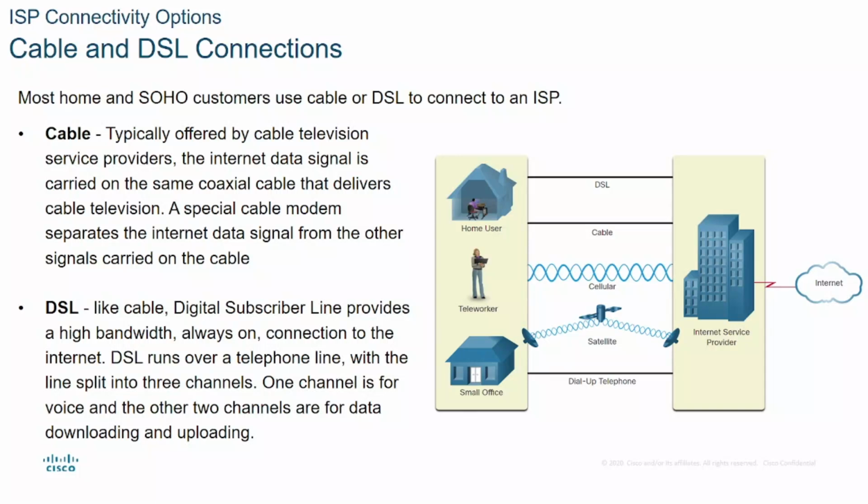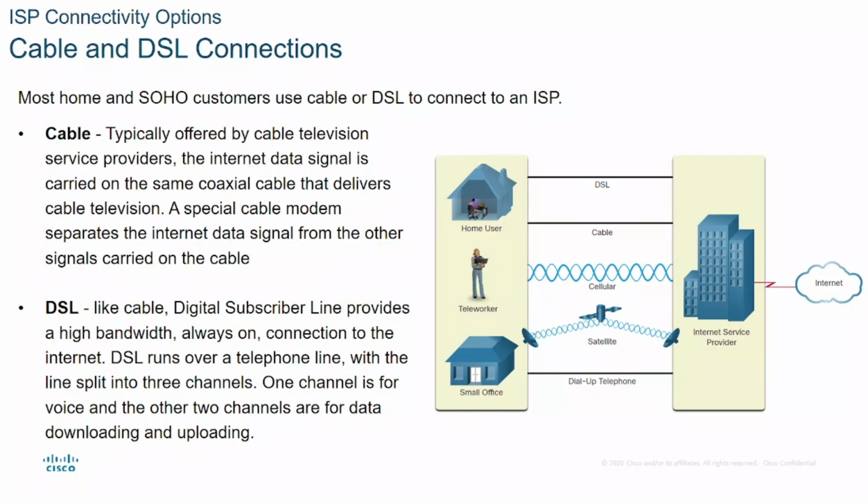Most small office, home office customers use cable or digital subscriber line to connect to the internet service provider. The cable is typically offered by cable television service providers. The internet digital signal is carried on the same coaxial cable that delivers cable television. A special cable modem separates the internet data signal from other signals carried on the cable.